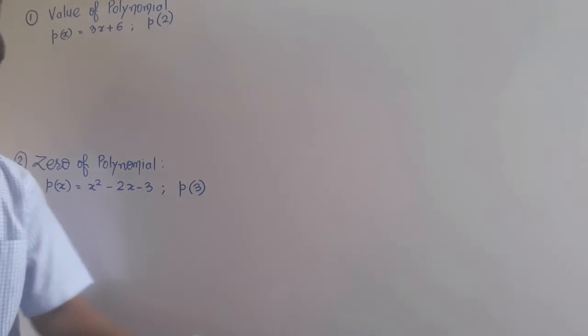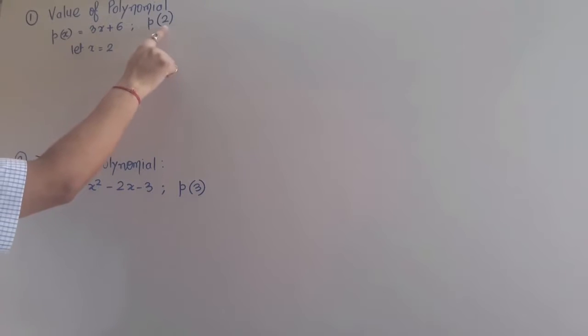Value of a polynomial means I want to find out the value of a polynomial at a given point. For example, as you can see here, p of x is given as 3x plus 6. And that value I have to find out at 2. So if I put the value of x equal to 2 here, then what is its value that I will calculate. So let x equal to 2, because in the question we have to find out the value of p of 2.